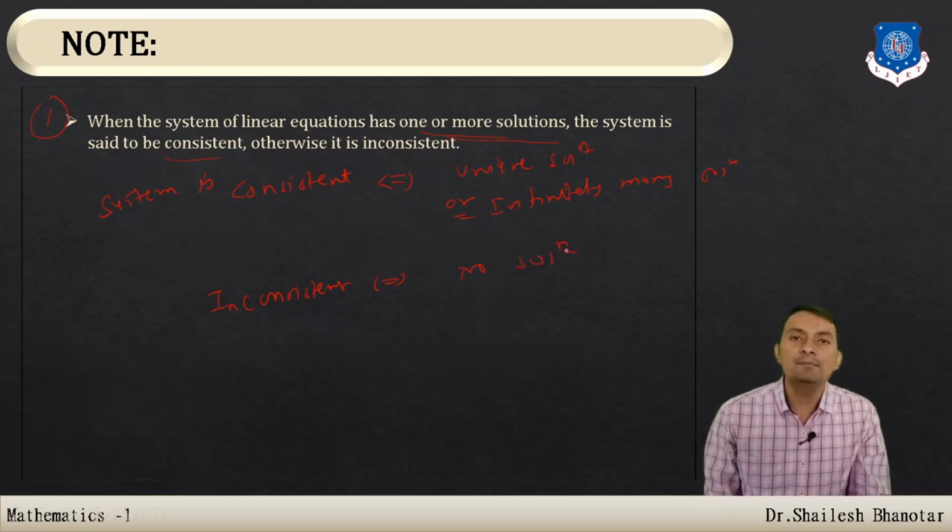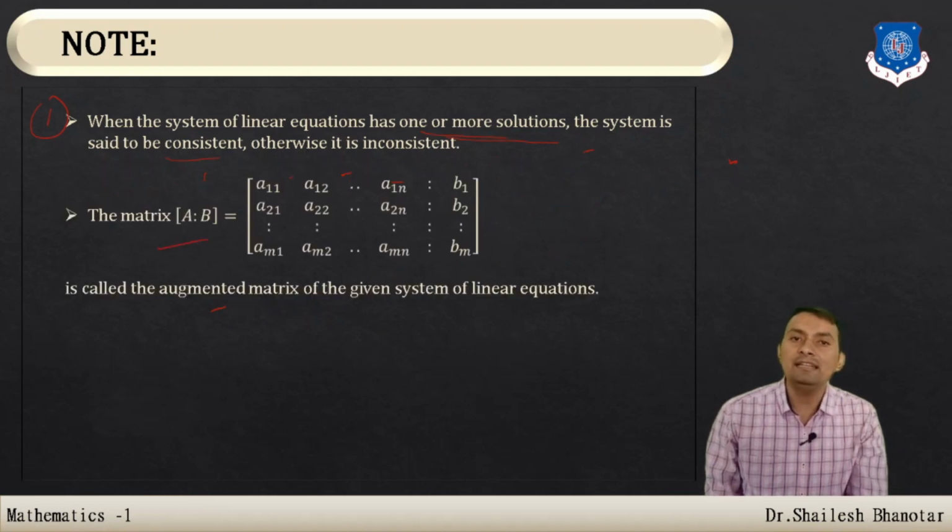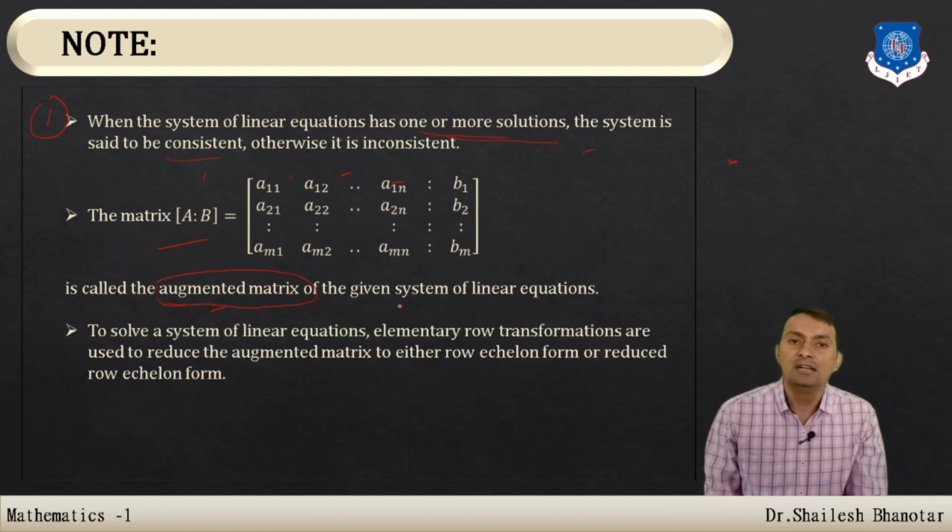So first we will keep in mind that the system is consistent when it has a solution, whether it is an infinite or unique solution. Otherwise the system will be inconsistent whenever we have no solution. So this is the matrix form [A | B], and this is known as the augmented matrix form of the given system.